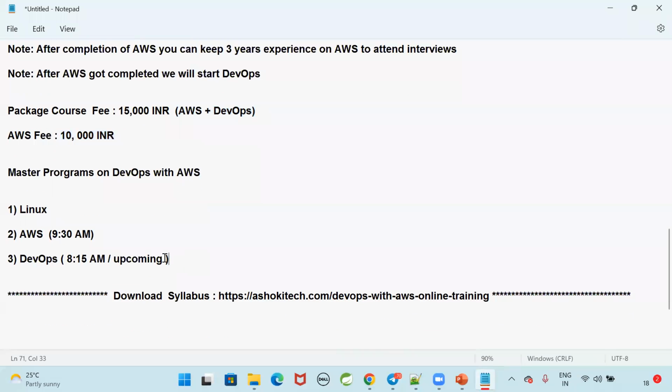So it is a master program on DevOps with AWS. After both are completed, you can keep 3 years of experience as an AWS and DevOps engineer to attend the interview. If you want to attend both, you can do it. The 8:15 DevOps class is there, and 9:30 is AWS. If you cannot attend the DevOps class, you can attend it in the upcoming classes. Currently, you can attend only AWS at 9:30.